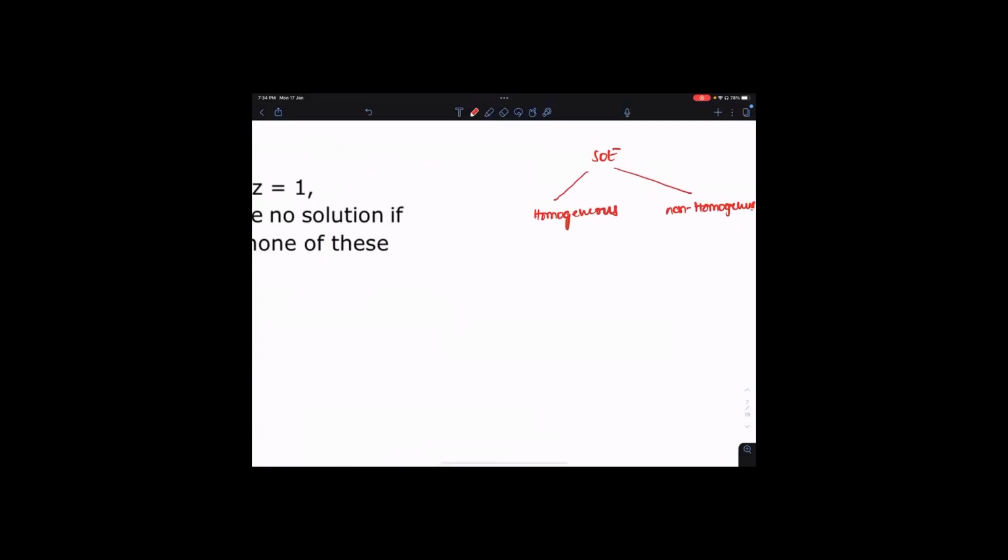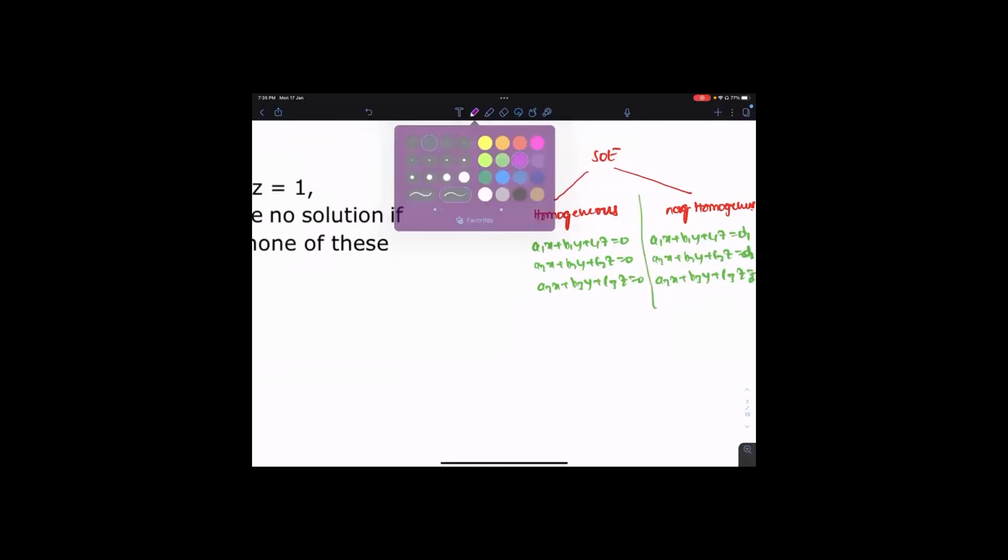Okay, homogeneous means the equations will be like a1x plus b1y plus c1z. Right side, all the constants will be 0. Okay, and same way a3x plus b3y plus c3z equals 0. Non-homogeneous means simply on the right side, instead of zeros, you will now have some d1, d2, d3. Some constants will be there. Okay, next. You need to understand what is meant by trivial solution.